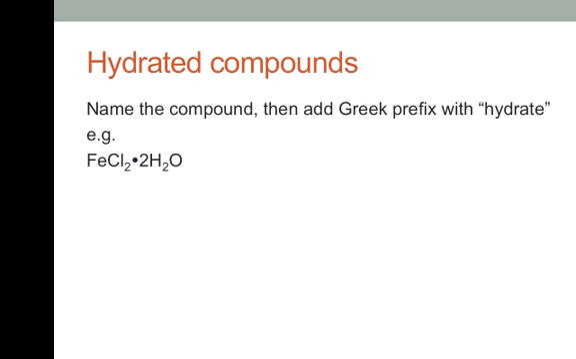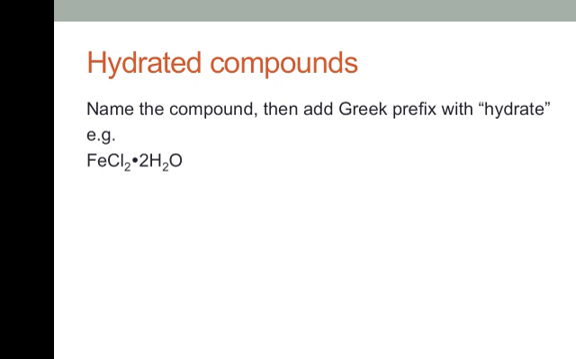Finally, we've got hydrated compounds. To name a hydrated compound, you just name the main compound, and then you look at how many waters are appended with the molecule. So hydrated compounds, basically you've got your ordinary molecules, but in a solid they'll be accompanied by a specific number of waters per molecule. So in this example, you would name the compound, and then you'd add a Greek prefix to tell you how many waters. In this case there's 2, so it would be dihydrate.